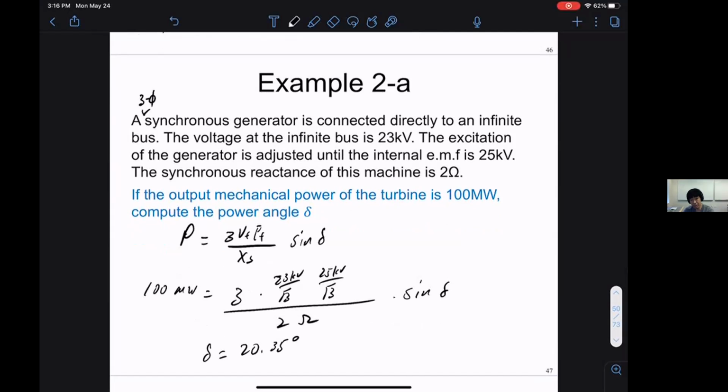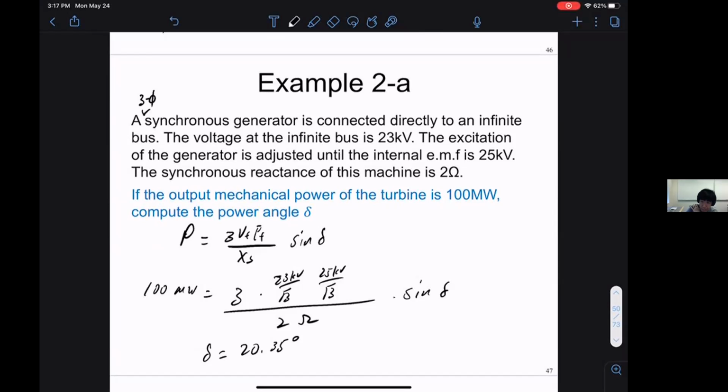Okay, any questions about this? Again, when you read voltage for 3-phase things, always remember they're line-to-line voltage. So don't forget to divide by √3 when you should divide by √3.